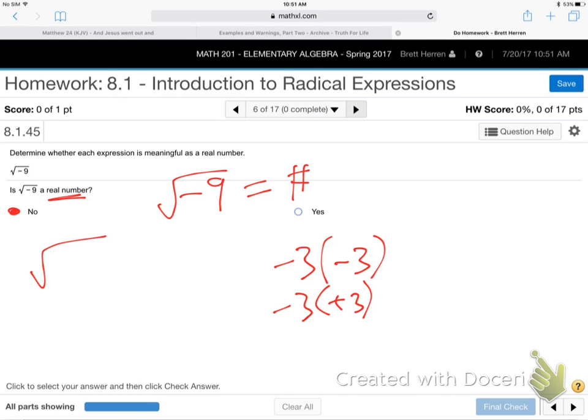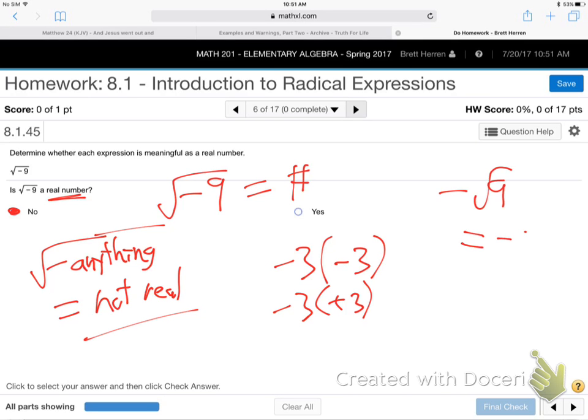And it's not just for negative 9. It's the square root of negative anything. Anything is not real. You can't do it. So the negative outside is no big deal. That's just negative 3. If the negative's outside, it's just a spectator at the event. It's just watching. It doesn't care what goes on with the square root.